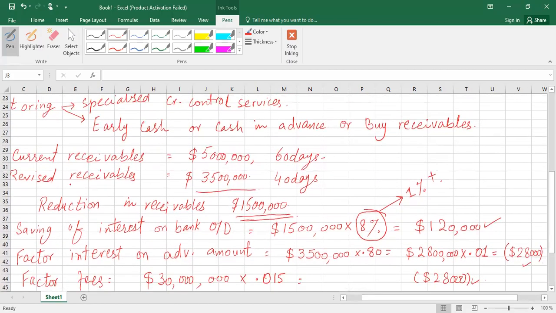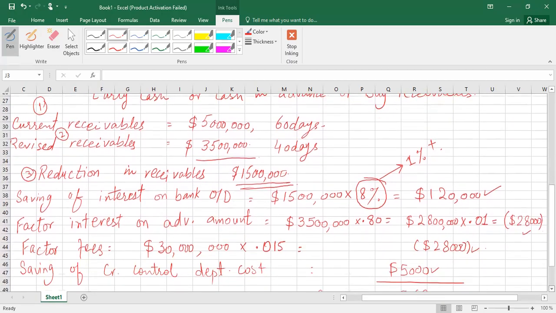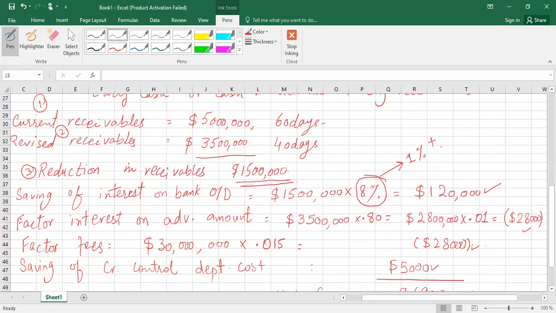Once again, you can see it will start from the current receivable, then you will move to the revised receivable, then you will calculate reduction in receivables. After calculation of reduction in receivables, then you will come to the net benefit or loss. And net benefit or loss means what? First of all, you will calculate saving due to reduction in the receivables.